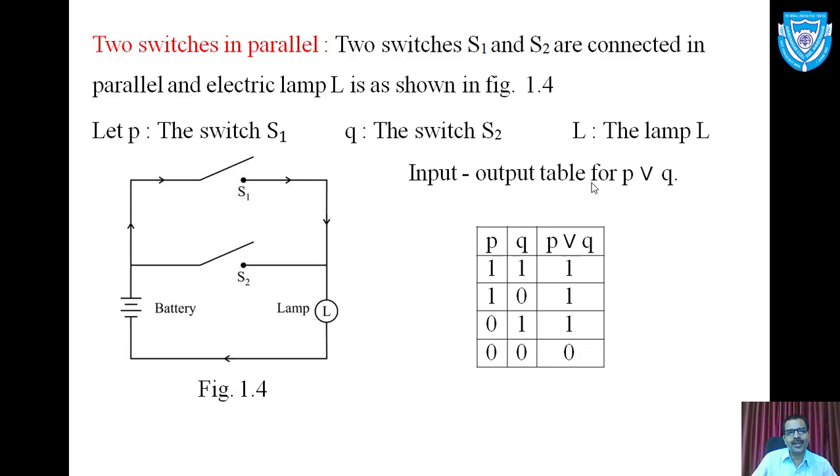Henceforth, you have to remember that the series connection of the switches in the circuit is the same as the connection of two simple statements using the connective AND, and the parallel connection of two switches in the circuit is the same as the connection of two simple statements using the connective OR. So AND stands for series connection and OR stands for parallel connection. Remember this.